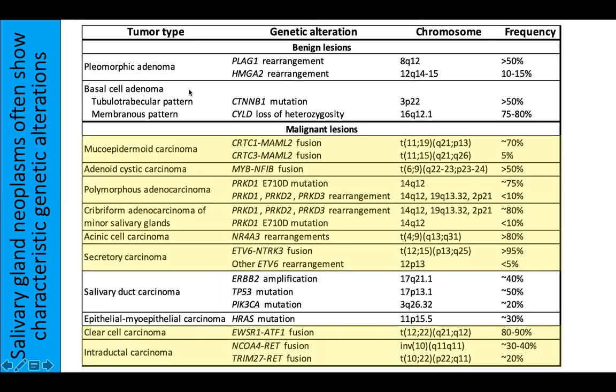Now, some of these are disease defining in the salivary gland, so I've highlighted those here. So all of these lesions, if you actually get the mutation, if you identify it, you can be very confident that you have that diagnosis. Pleomorphic adenomas do have a characteristic PLAG1 gene rearrangement, but remember, any carcinoma arising in pleomorphic adenoma will retain these alterations. So that's why I don't really consider them disease defining. But yes, all of these fusions and rearrangements you can consider pretty specific.